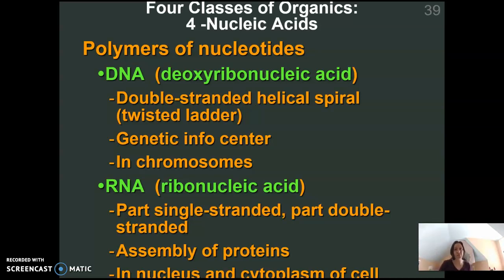And it functions in the assembly of proteins. So DNA tells RNA how to make the proteins, and ribosomes, which we'll learn about later, also help in transferring those amino acids into their order. So we see RNA in the nucleus and in the cytoplasm.